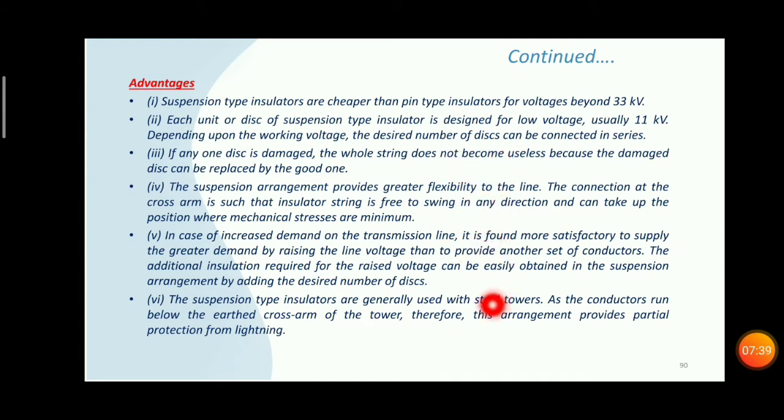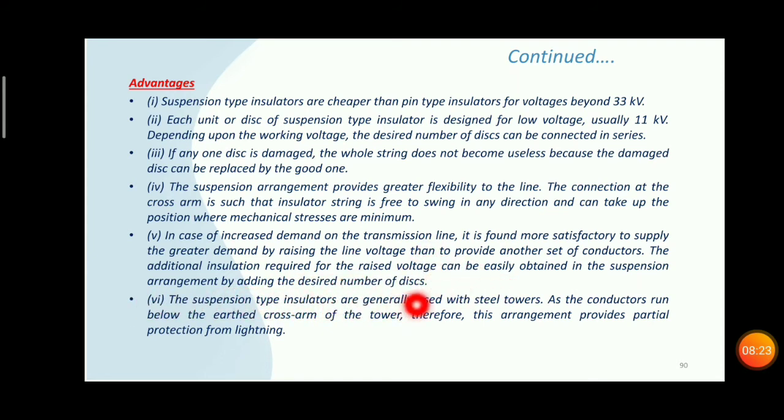In case of increased demand on the transmission line, if a transmission line is running at 33 kV and after some years the demand on the transmission line increases and the line capacity is increased to 66 kV, then we can add additional discs along with the installed discs. There is no need to replace the installed insulators. So, in case of additional demand in the transmission line, we can easily provide additional insulation required to raise the voltage.